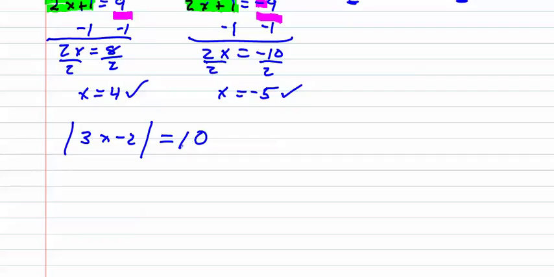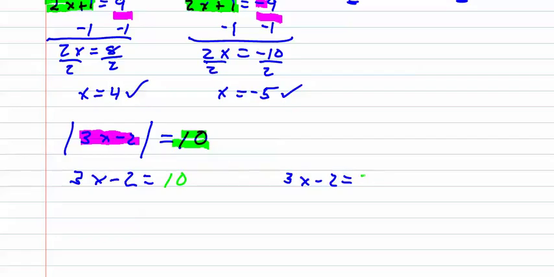Okay, first thing I'm going to do is take what's inside the absolute value, the 3x minus 2, and I'm going to write it down here. 3x minus 2 equals, 3x minus 2 equals. What does it equal? It equals this number. It equals 10. And it equals the opposite of that number. And then I solve.